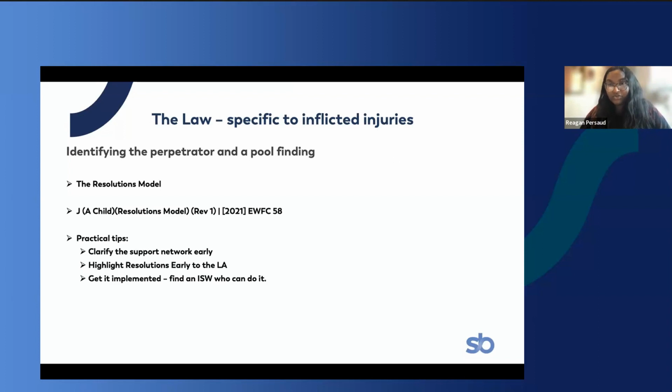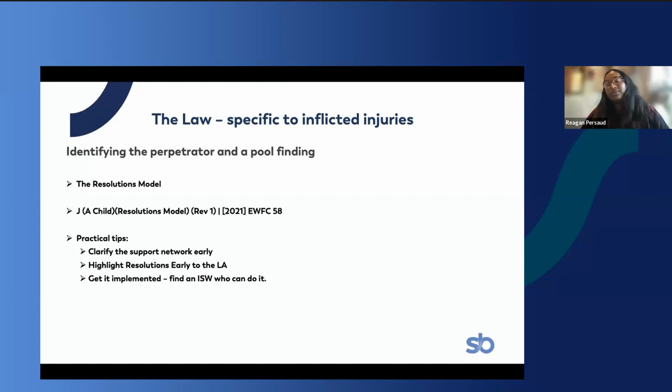I always say, to make sure this works, if you identify a case where you think, gosh, resolutions might be a good option here, then please, from the very beginning, flag to the local authority that they need to explore the support network in the family to identify the kind of people who could provide support in the long term if findings are made against your client. Regardless of if they're saying they're innocent or guilty, get the local authority to do that work early. Highlight resolutions early to the local authority so they know that you're coming with this, and they can then address when findings are made in a statement.